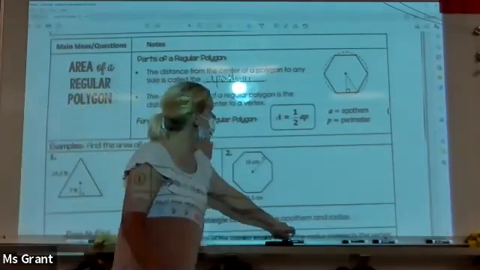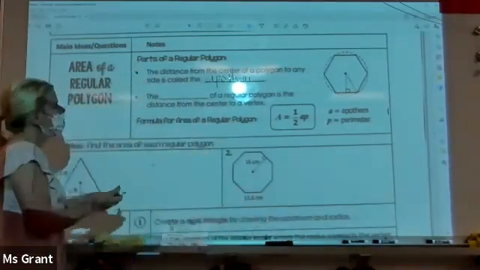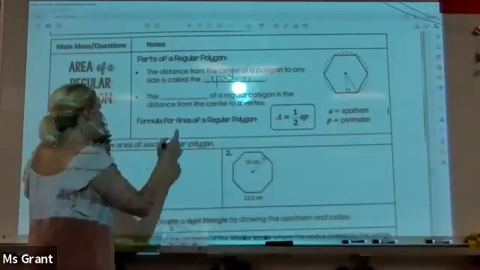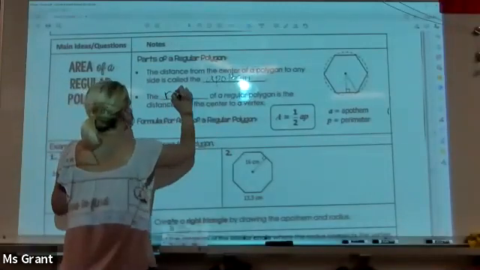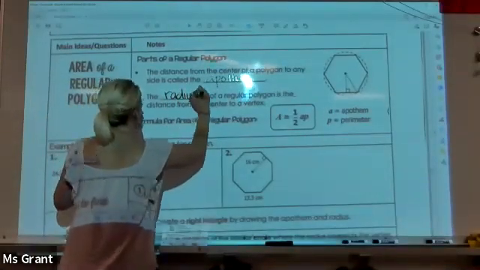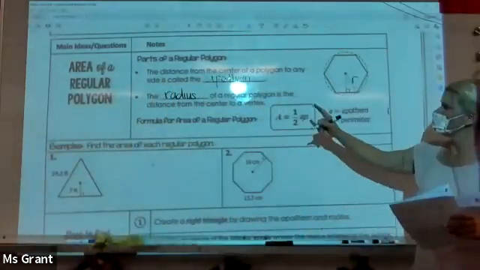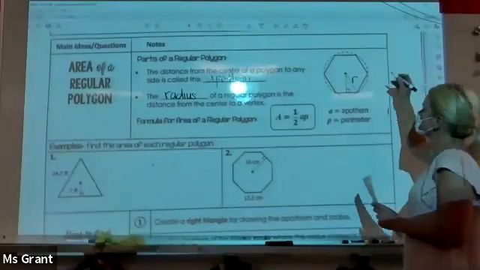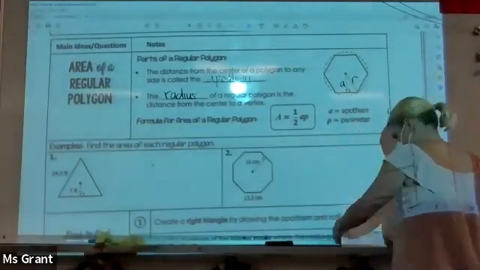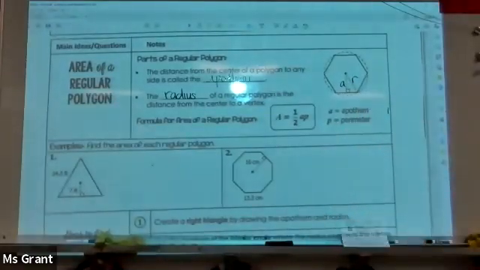Then the radius of a regular polygon. So here's my radius, it is the distance from the center to the vertex. So I have a radius and I have an apothem. You obviously know what perimeter is.